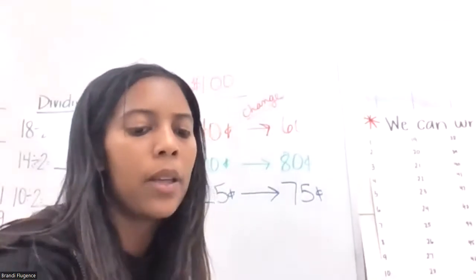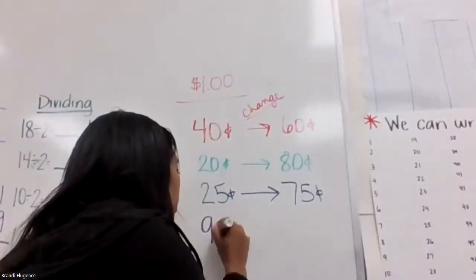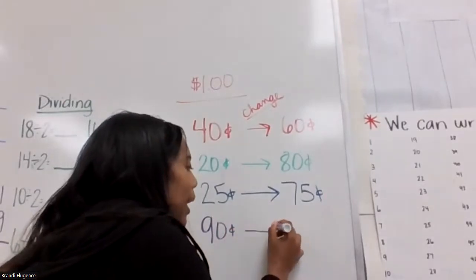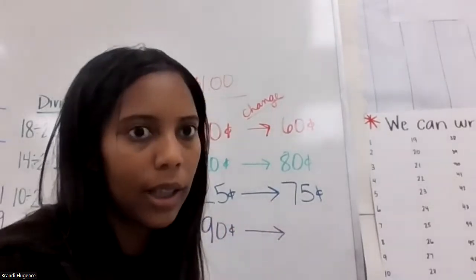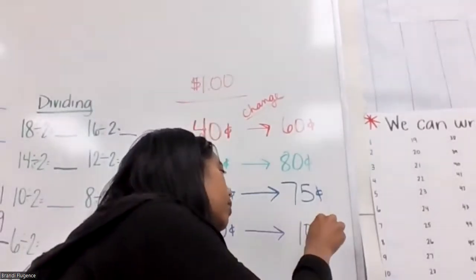All right, next we have the notebook. That is how much? 90 cents. Now this one should be pretty easy. From $1.90, how much money should I have left? 10 cents. Go ahead and put 10 cents.